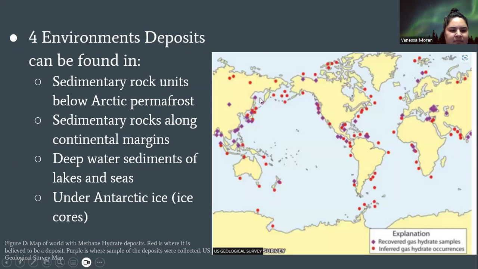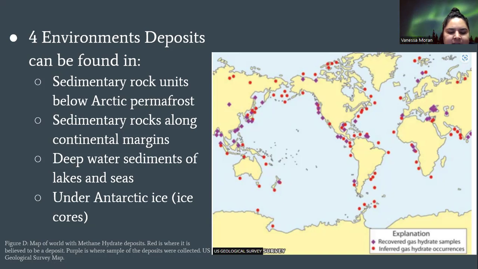So where can you find methane hydrates? They are common and restricted to the shallow lithosphere. There are four environments that have the temperature and pressure conditions suitable for formation and stability of methane hydrates. The first one is continental sediment or sedimentary rock units in polar regions where surface temperature is less than 0 degrees. The second is sedimentary deposits along continental margins in the ocean, greater than 300 meters and around 2 degrees Celsius. The third is the deep water sediments of inland lakes and seas.